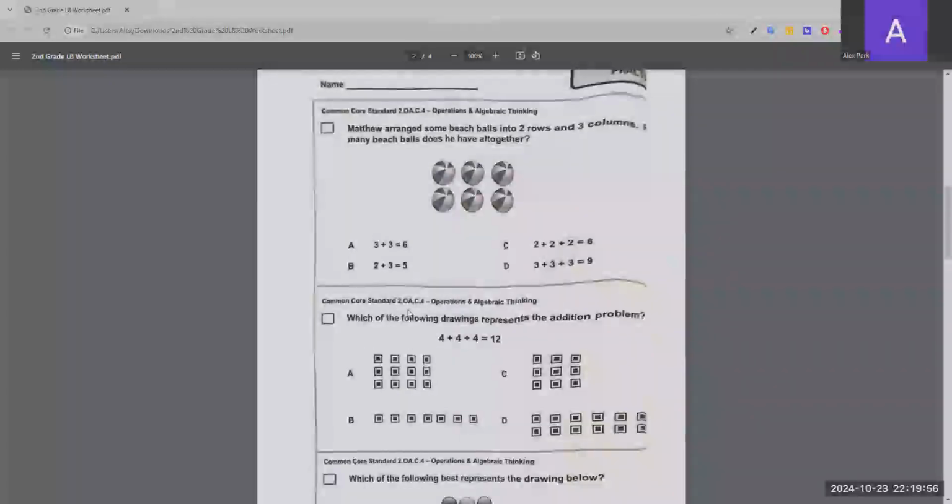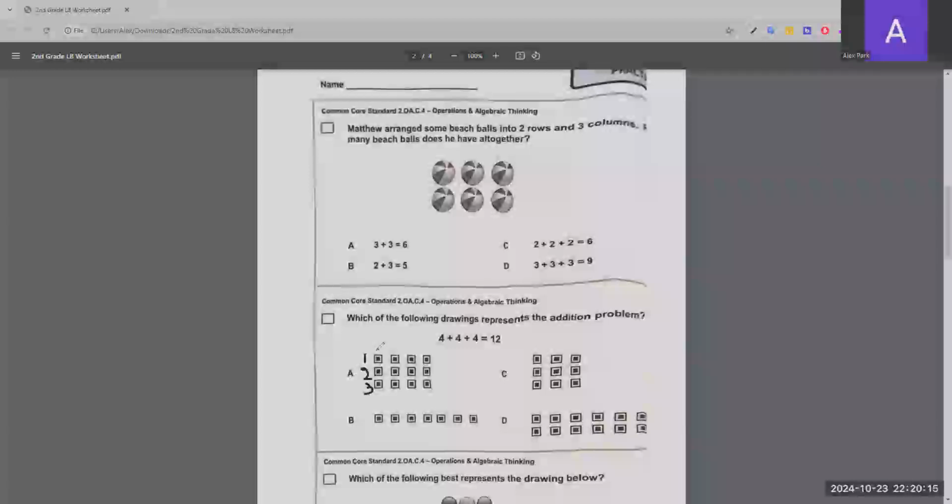Okay, which of the following best represents the addition problem? 4 plus 4 plus 4 equals 12. So we need to have 3 rows, and each row needs to have 4 cubes in it. Okay, so let's look at A. Are there 3 rows? 1, 2, 3.